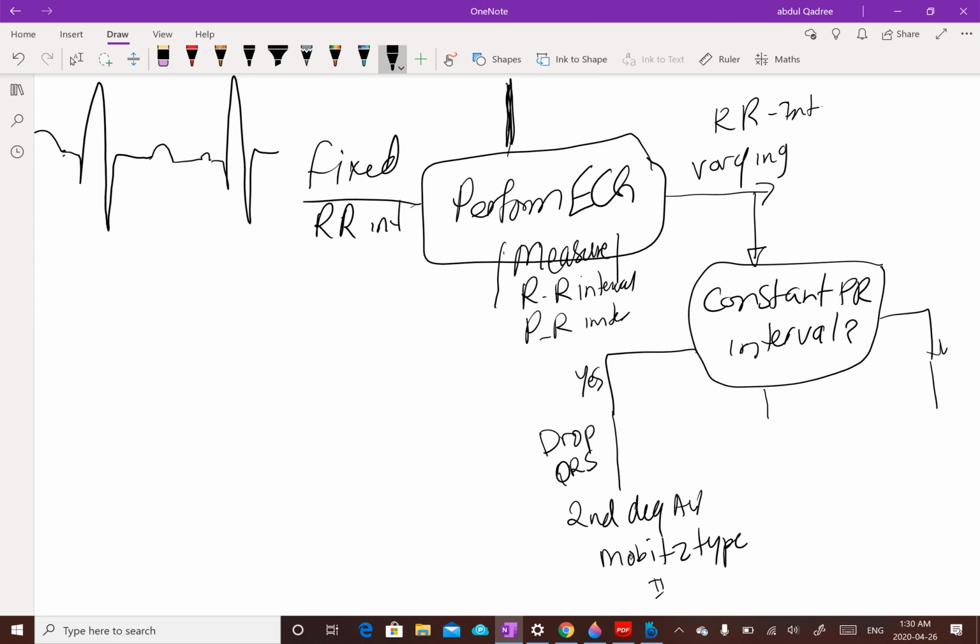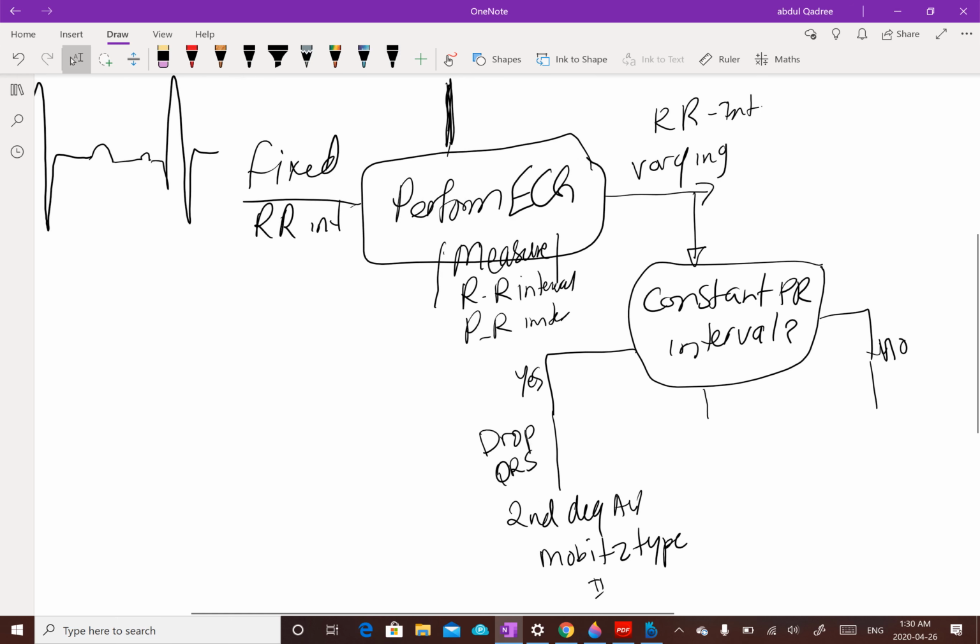If it's no, if the PR interval is not constant, of course, then we have what? Second degree Mobitz type 1.